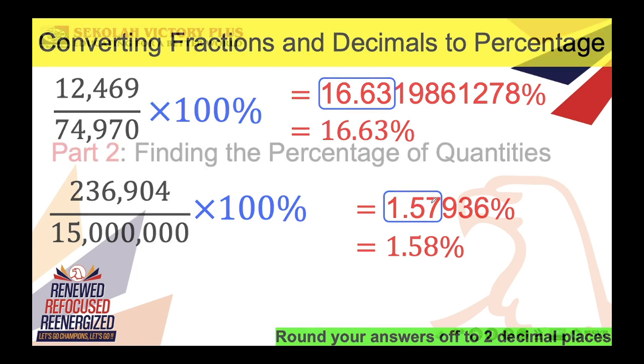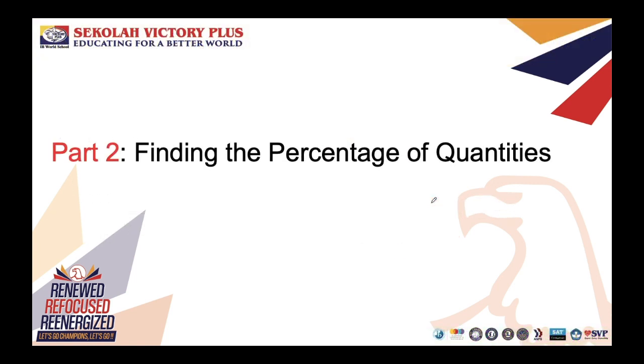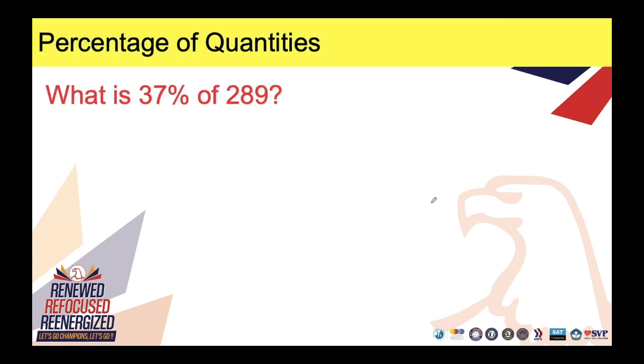This time, let's now proceed to part 2, finding the percentage of quantities. Usually, the question is, what is 37% of 289? Remember that in our previous discussion, we tried to break this into common percentages, and there are many ways to do that. The purpose of introducing that was because you are doing it manually, without calculators. Breaking it into common percentages is a lot easier if you do it manually.